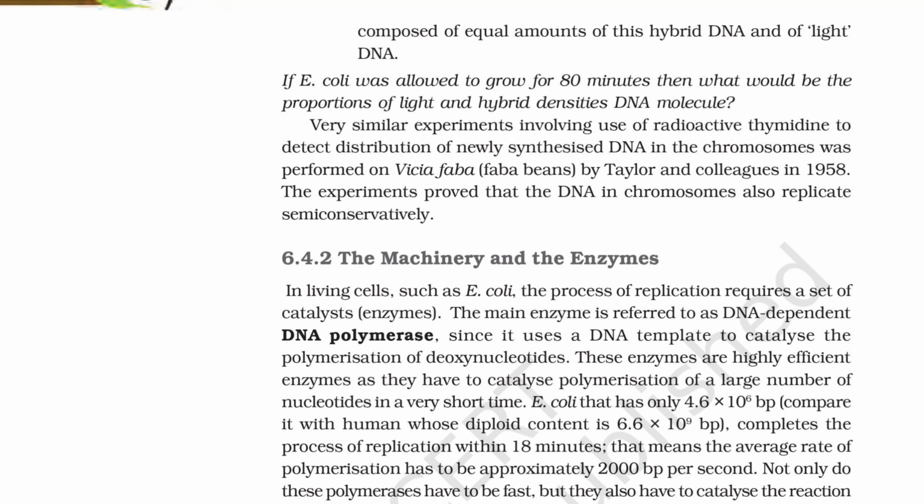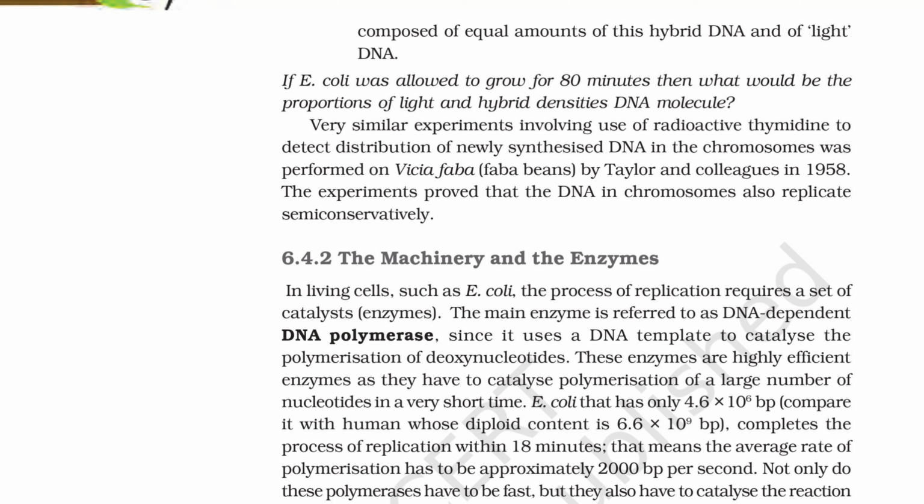The machinery and the enzymes. In living cells, such as E. coli, the process of replication requires a set of catalysts, enzymes. The main enzyme is referred to as DNA-dependent DNA polymerase, since it uses a DNA template to catalyze the polymerization of deoxynucleotides. These are highly efficient enzymes as they have to catalyze polymerization of a large number of nucleotides in a very short time.